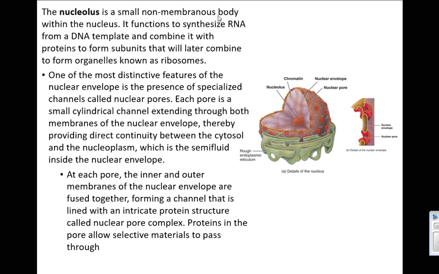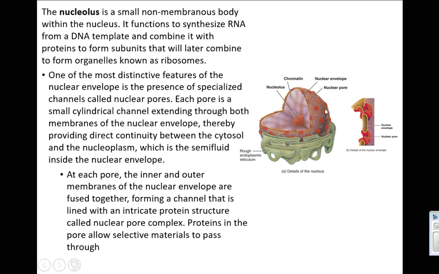Okay. That RNA then combines with proteins to form the subunits that will eventually form these things called ribosomes that we'll see on the next page. One of the most distinctive features of the nuclear envelope, that surrounding membrane, is that it's double layered, and sprinkled throughout are these nuclear pores, which is how RNA can escape the nucleus to then be used to make proteins with the ribosomes that surround the nuclear envelope.